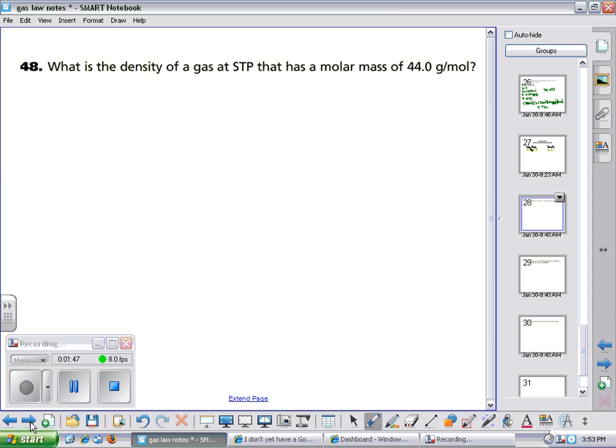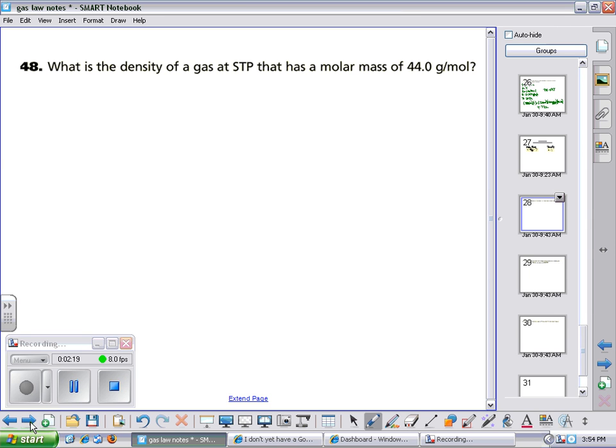So this one, what is the density of a gas at STP? Remember, STP stands for standard temperature and pressure. Standard temperature is 0 degrees Celsius. Standard pressure is either 1 atmosphere, 101.3 kilopascals, 760 millimeters of mercury, or 760 torr. Any of those are appropriate. I like to use 1 atmosphere because 1 mathematically is very easy to use.